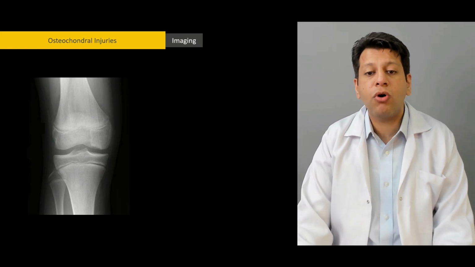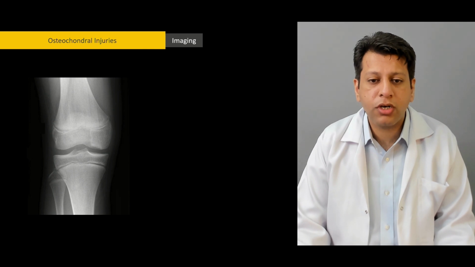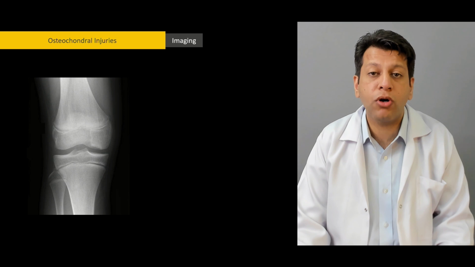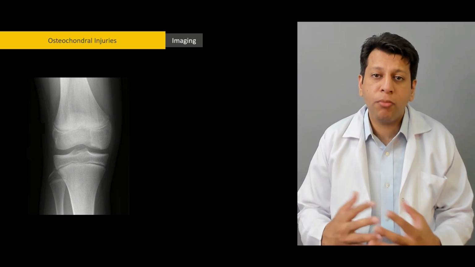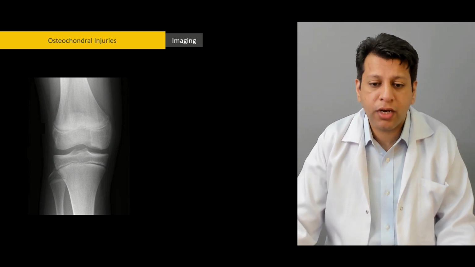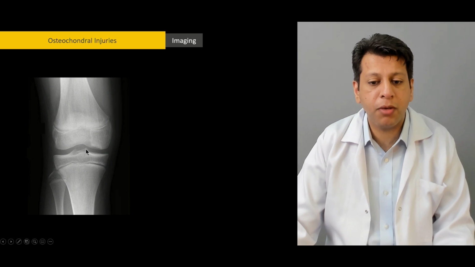Now coming to the osteochondral injury, or osteochondritis dissecans. Osteochondral, as the name suggests, osteo means the subchondral bone and chondral means the articular surface. Most commonly this involves the knee. This is the lateral femoral condyle, this is the medial condyle. Most commonly the area in the knee is actually over the lateral aspect of the medial femoral condyle.